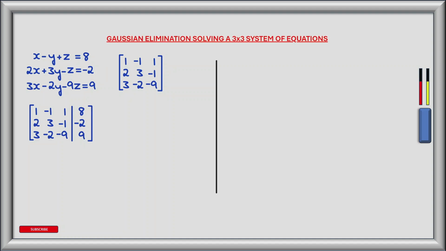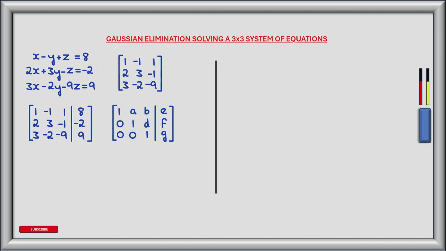Now we need to perform row operations on this matrix in order to reduce it to row echelon form. So what is row echelon form? Well, we need to reduce our matrix such that it is in the following form. The row operations we need to perform produce a series of ones along the diagonal from the top left to the bottom right, and below the diagonal we have zeros in every position.